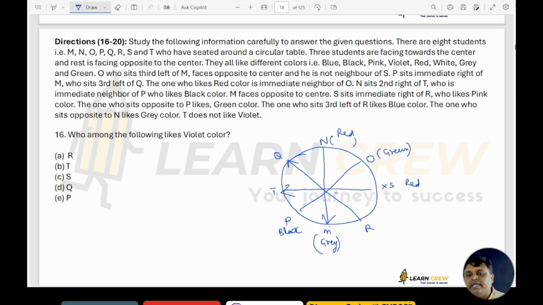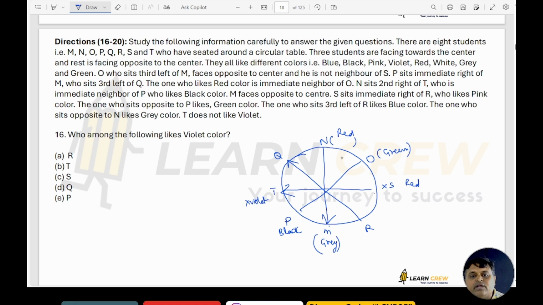T does not like violet. Now what you can say from here, where is red now? This is going to be red. N red. And if you see, now what you can say, S6 immediate right of R.